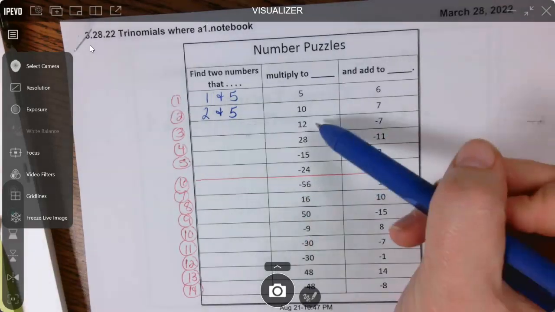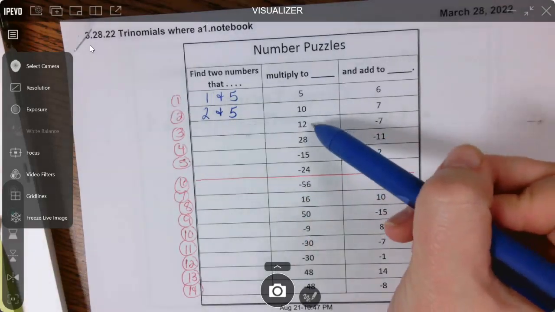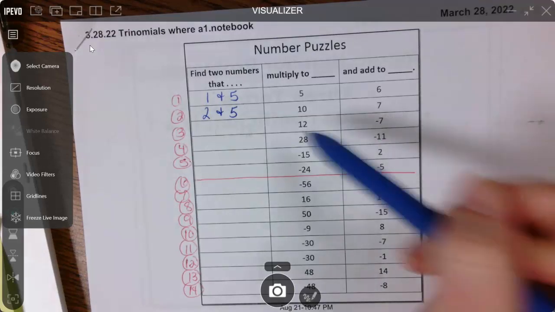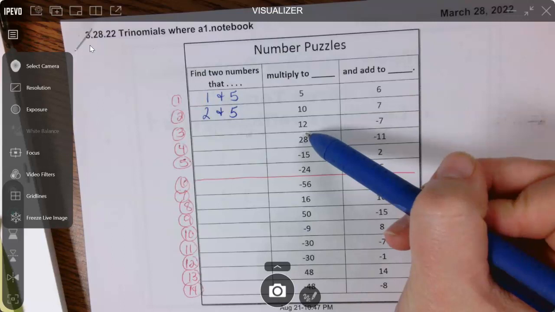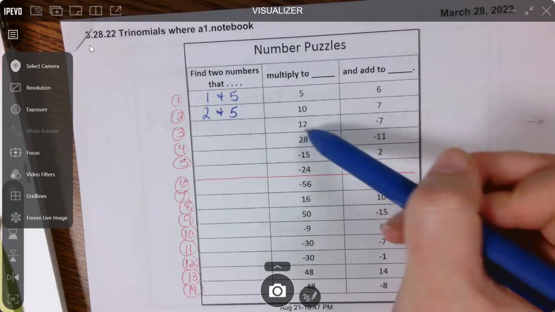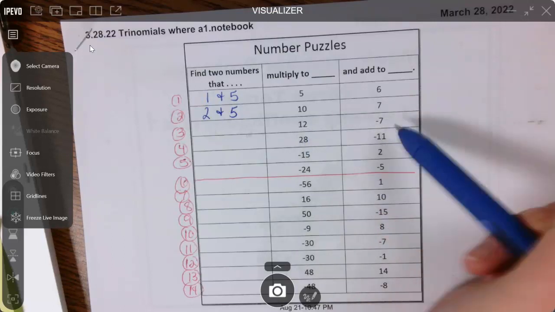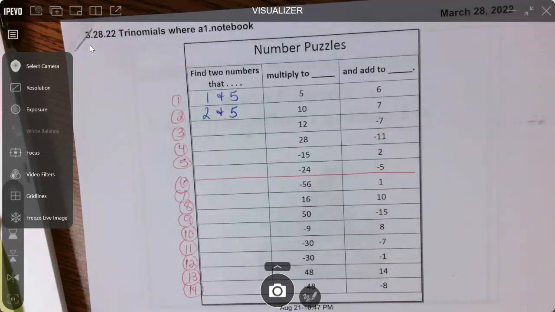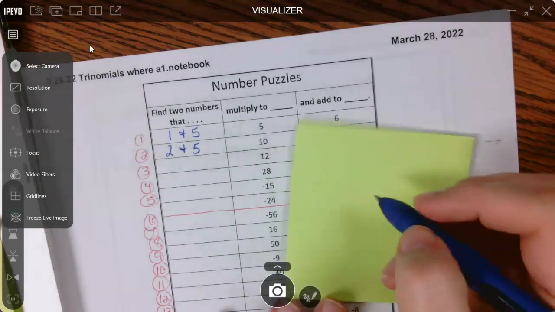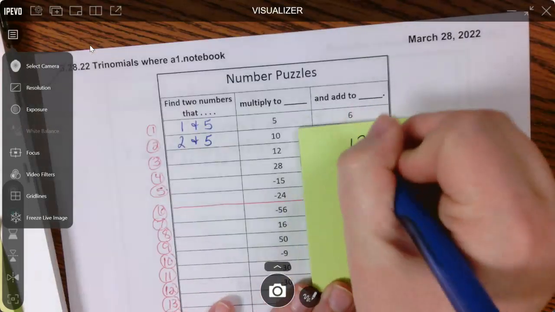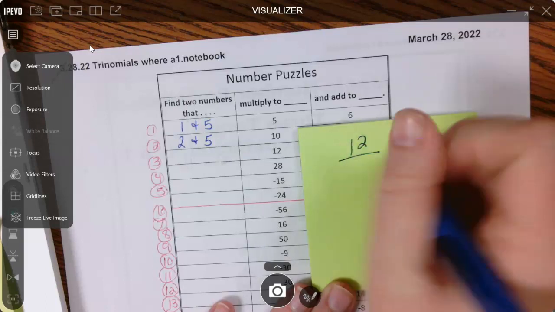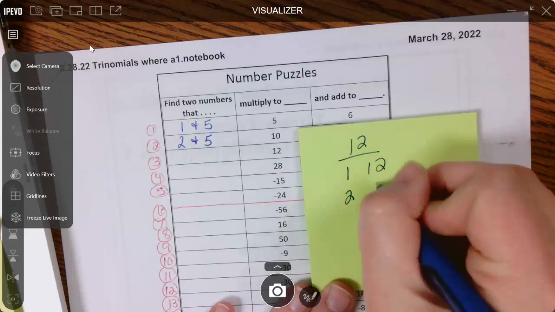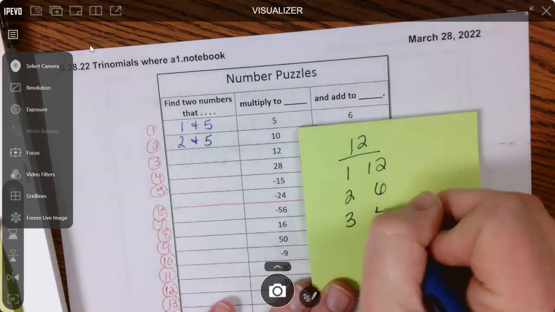Number 3, what two numbers multiply to give me 12 but add to give me a negative 7? That means you're going to have two negatives, because you want something to multiply to be positive but add to be negative. So if you think about the things that multiply to give me 12, let me get out my sticky note. For the number 12, we've got 1 and 12, 2 and 6, 3 and 4.